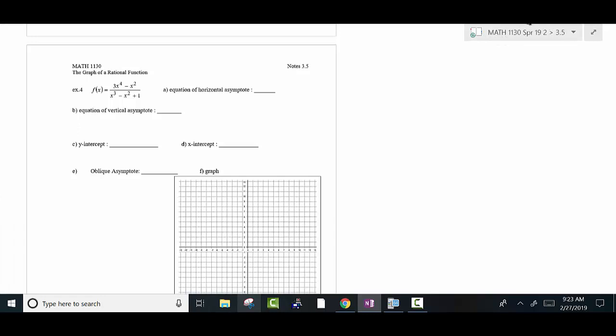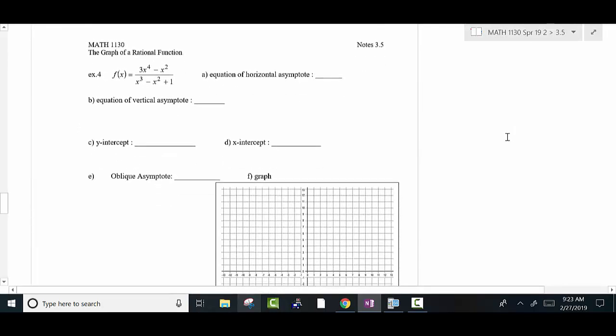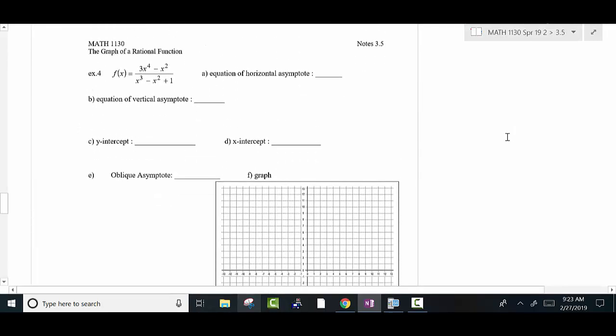So with this one, look at my function. Can you tell me what the horizontal asymptote is by looking? No response. What? Nobody's even shaking their head. What is it? We don't have one. Thank you. Okay. Remember, what happens is the degree of the top is 4. Degree of the bottom is 3. So that means we don't have one.